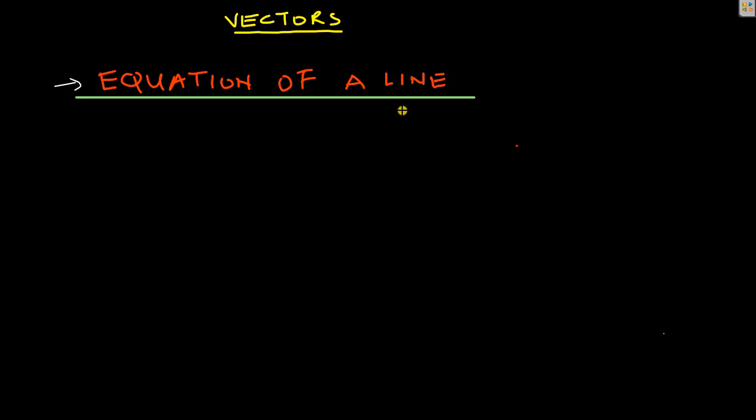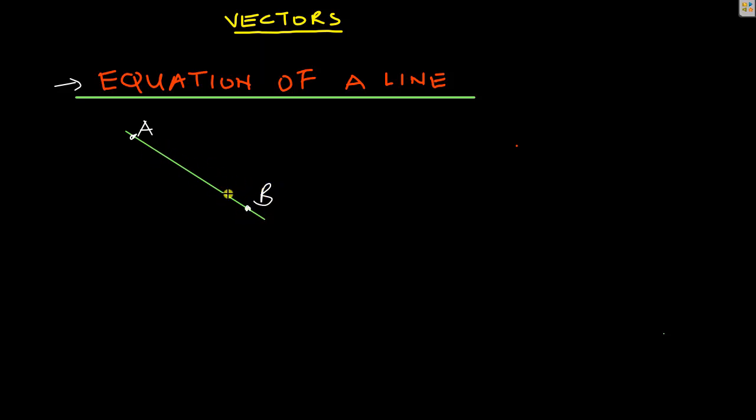Hello, welcome. In this video, we are going to learn how to find the equation of a line. So let's suppose we have a line. There's our line, and let's suppose this line passes through some coordinates, say A and B. So our goal in this video is to find the equation of this line.